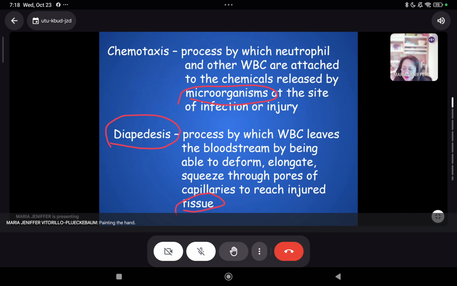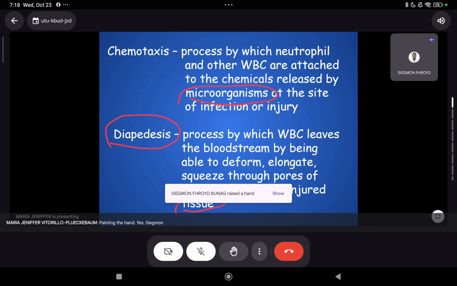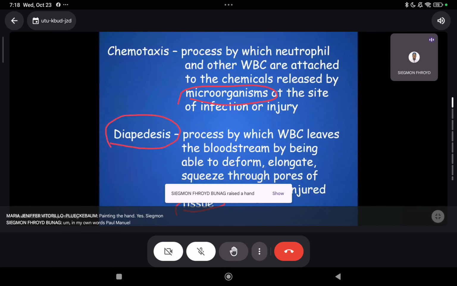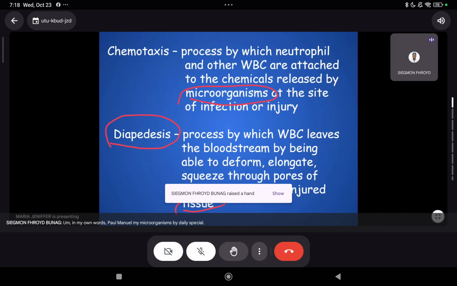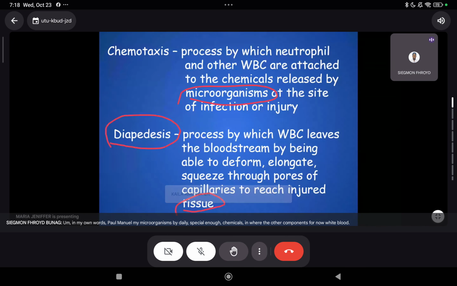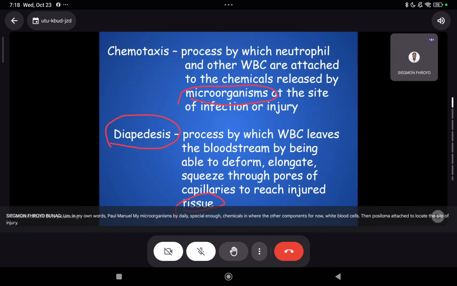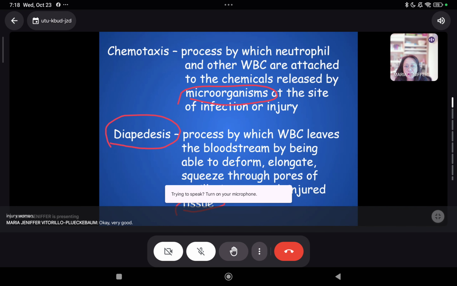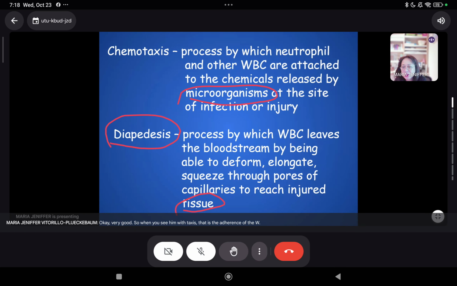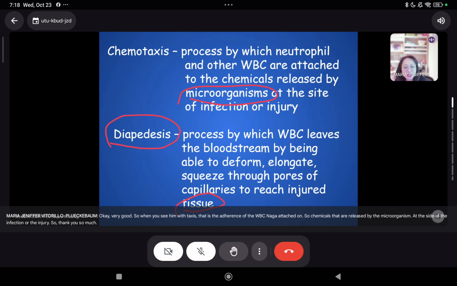Yes, Sigmund. In my own words, ma'am, the microorganisms release chemicals, and the other components of the white blood cells attach there to locate the site of injury, ma'am. Okay, very good. So when you see chemotaxis, that is the adherence of the WBC, attaching to the chemicals released by the microorganism at the site of the infection or the injury. Thank you so much, Sigmund.